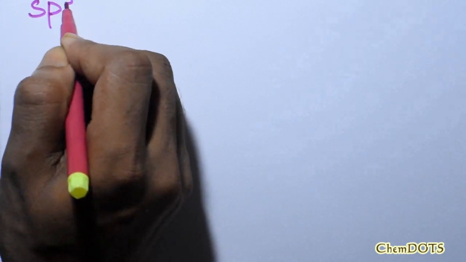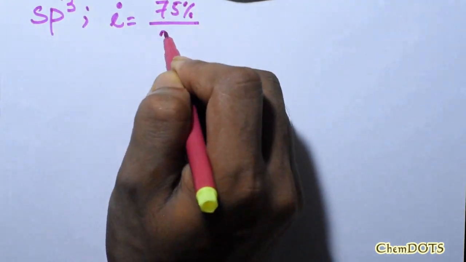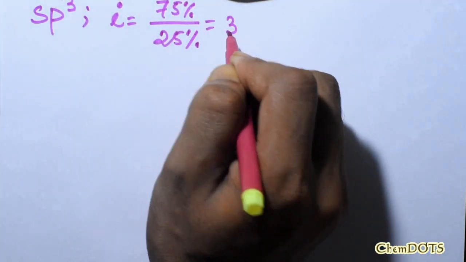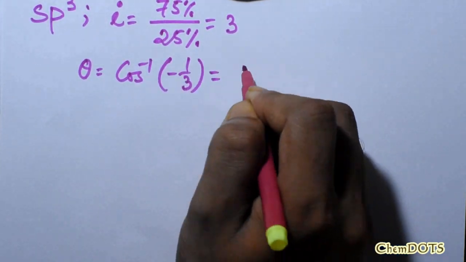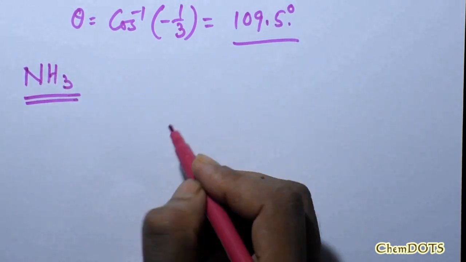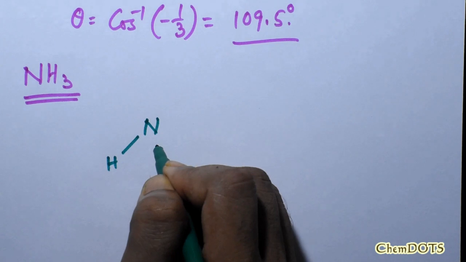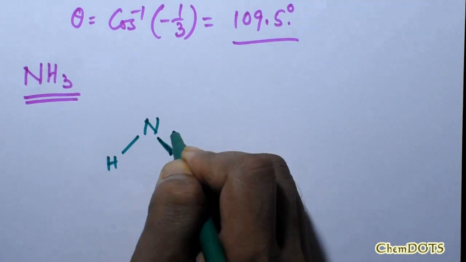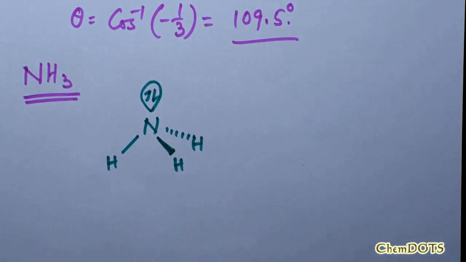For the case of sp3, the percentage of P character is 75% and percentage of S character is 25%. That means I equal to 3. That means theta equal to cos inverse minus 1 by 3 and the value is 109.5 degrees. So now from that viewpoint, we have to find out the bond angles and the hybridization of the nitrogen here.